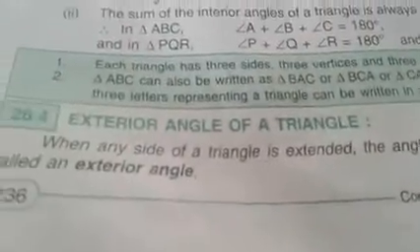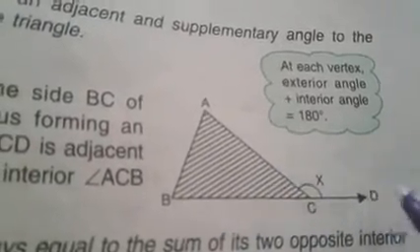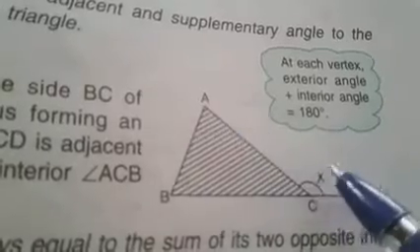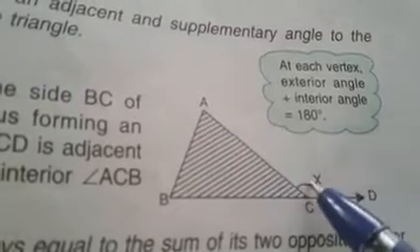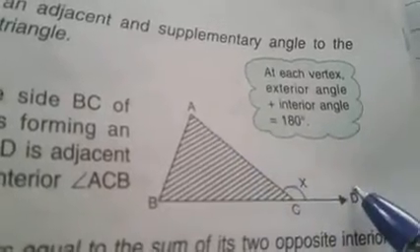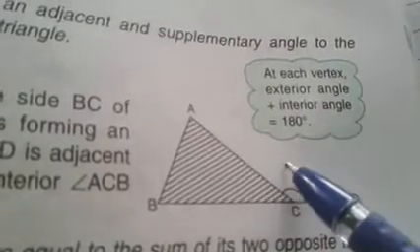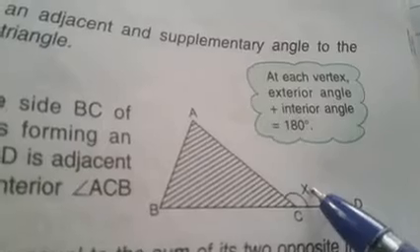The second property is the exterior angle of a triangle. If you see here, this is a triangle ABC, and I have extended BC till D. So here you can see this is the exterior angle. Angle X here is the exterior angle, angle ACD. You can see it is outside the triangle, so it is called an exterior angle.